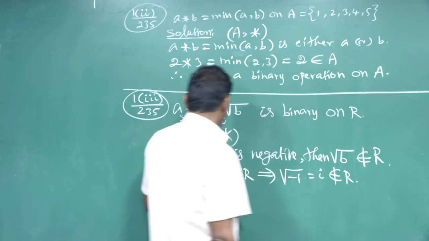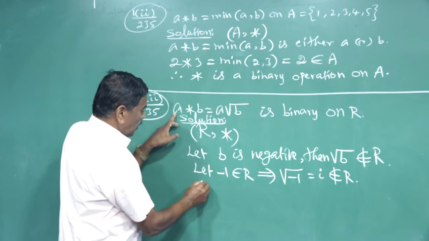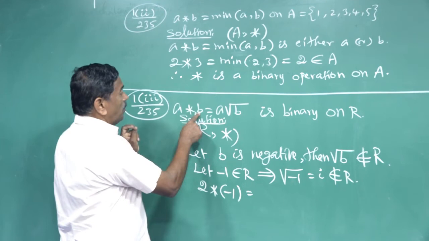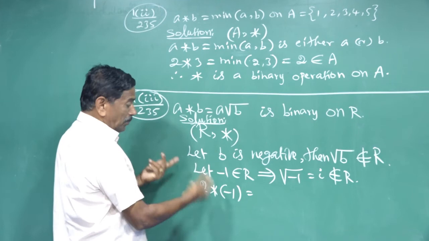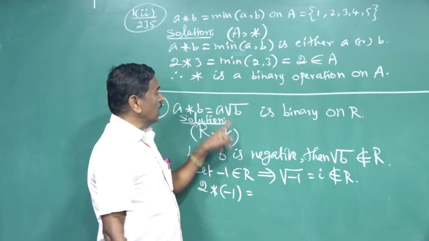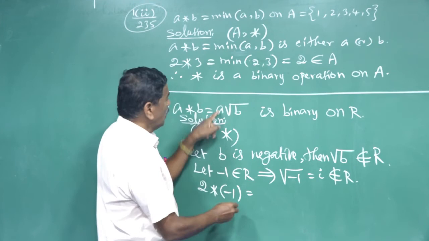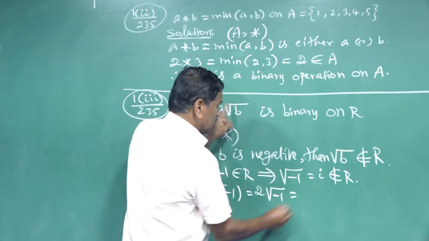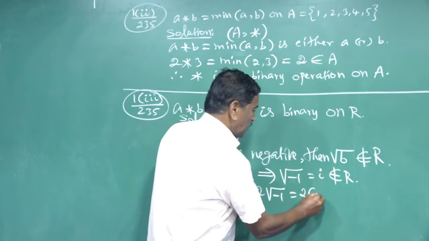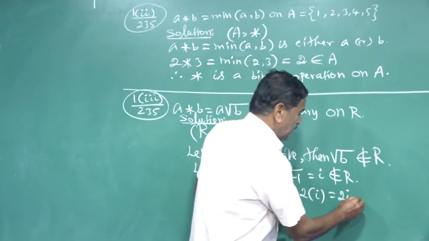Now, take your given question. Suppose we select two numbers. For example, 2 star minus 1. The condition is A star B is equal to A into root B. Instead of A star B, I am taking 2 star minus 1, where A is equal to 2 and B is equal to minus 1. So 2 into square root of minus 1, which is equal to 2 into i, which is 2i. So 2i is a complex number, which does not belong to the real numbers.